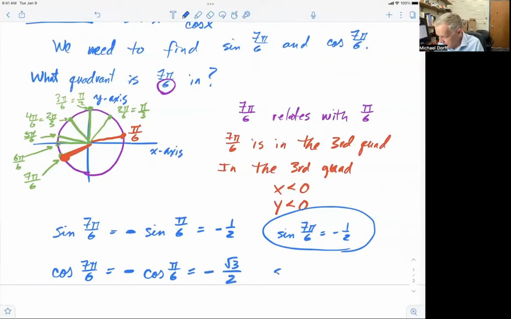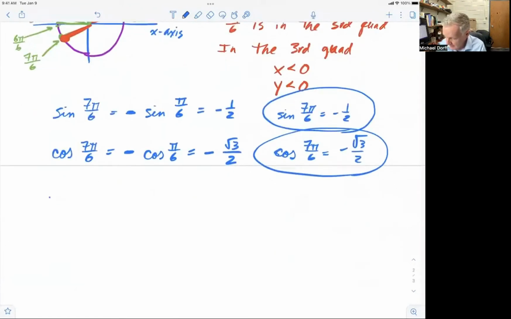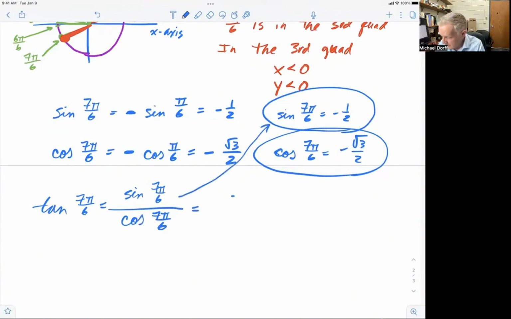So the cosine of 7 pi over 6 equals negative square root of 3 over 2. Now that I have these two values, I can figure out the tangent of 7 pi over 6, because the tangent of 7 pi over 6 is the sine of 7 pi over 6 over the cosine of 7 pi over 6. So now I substitute in the values. The sine of 7 pi over 6 we said was negative 1/2, and the cosine was negative square root of 3 over 2. Now I want to simplify this.